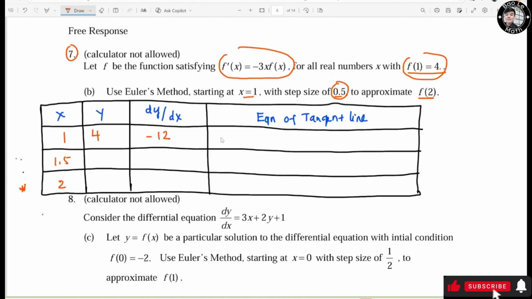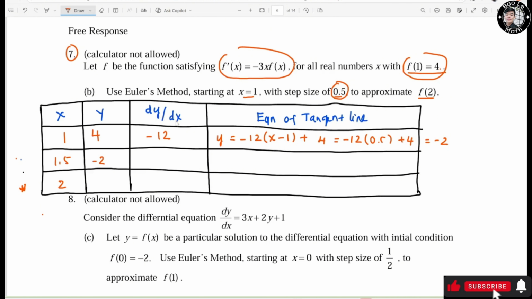So the equation of the tangent line is y equals the slope -12 times (x minus x1, which is 1) plus y1, which is 4. We substitute 1.5 for x over here. We have -12 times (1.5 minus 1), which is 0.5, plus 4. So it's going to be -2. We put -2 over here.